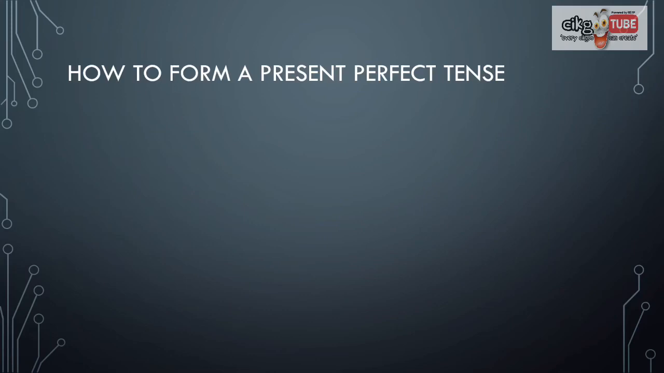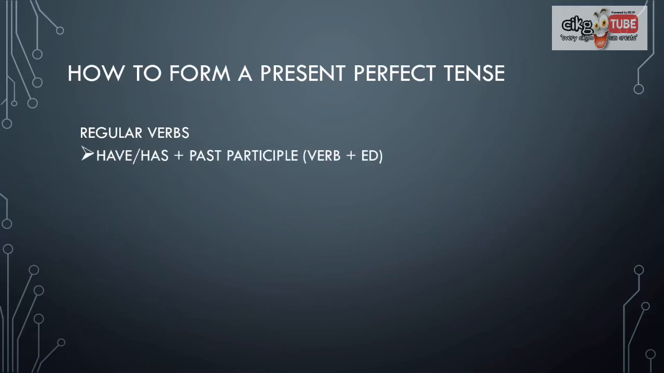Now, how to form a present perfect? Let's have a look at the regular verbs. For the regular verbs, we use the auxiliary verb to have and the past participle. You can make the past participle by adding ed to the infinitive form of the verb.